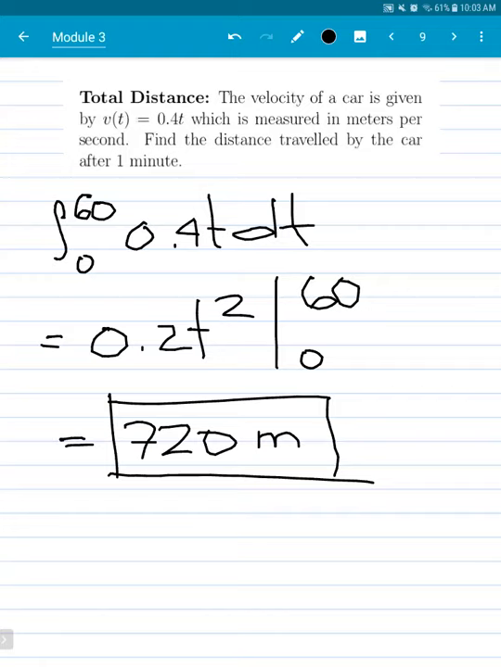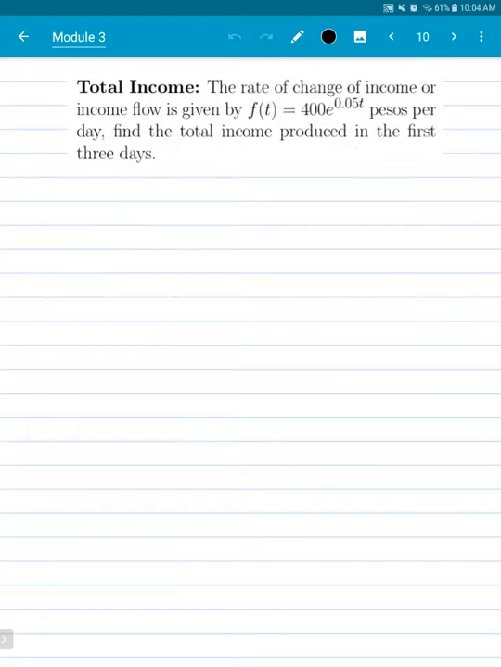Okay? So that's actually just the fundamental theorem of calculus. We use the fact that the derivative and antiderivative are inverse processes. And so with other types of problems where the rate of change of a given quantity is given, like in this one, this is actually on business, total income, and we are given in the problem the rate of change of the income, or what we call in business income flow. It's f of t.